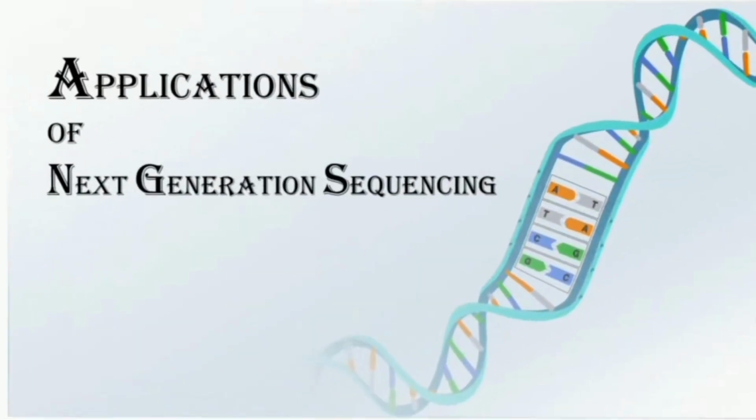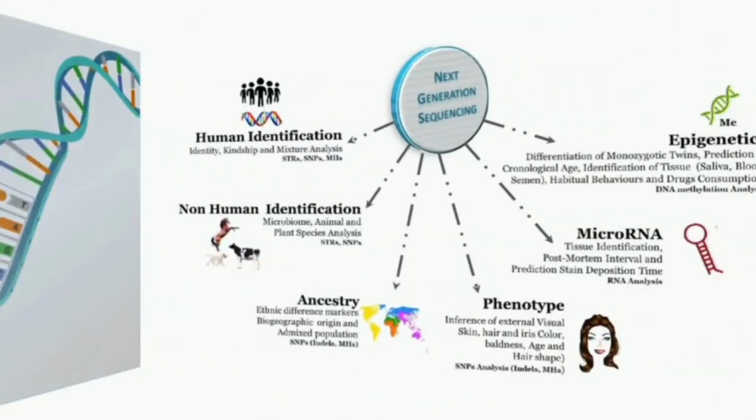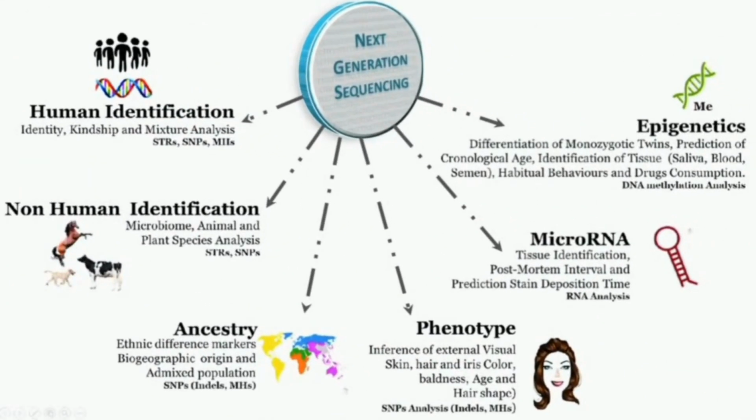Next is application of next generation sequencing in different spheres of life, where we are interested to identify different findings. First will be epigenetics, where we talk about the chronological age of a person, identification of different tissues, and habitual behaviors. All these things we can determine using epigenetics. We are interested in microRNAs, and in phenotype, like the physical appearance of the person: different skin color, hair color, eye color, age, hair shape. These kinds of things we can perform using NGS sequencing.